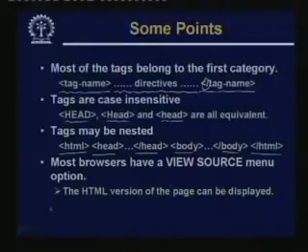And suppose in a browser you are viewing a page, if you want to look at the corresponding HTML code, most browsers have a view source option, which if you click, then the source or the HTML version of the page gets displayed in a separate window. You can see the HTML version of the page which has led to the page which you are seeing or which is getting displayed.